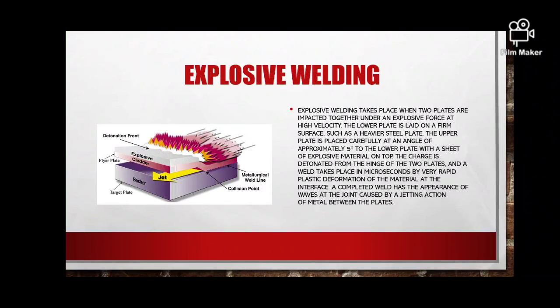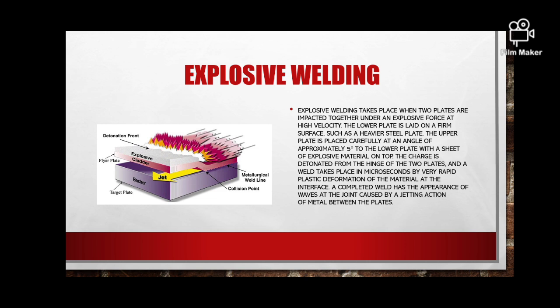Explosive welding. Explosive welding takes place when two plates are impacted together under an explosive force at high velocity. The lower plate is laid on a firm surface, such as a heavier steel plate. The upper plate is placed carefully at an angle of approximately 5 degrees to the lower plate with a sheet of explosive material on top.